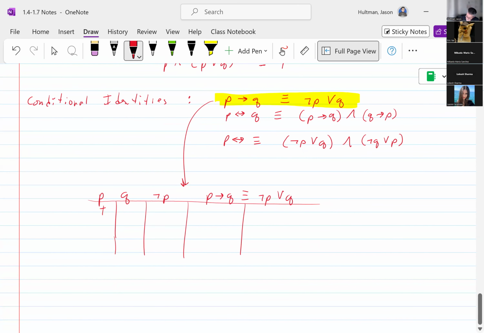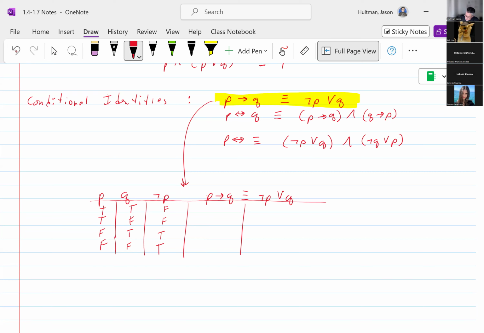Okay, so T, T, F, F, T, F, T, F. Not P is going to be F, F, T, T. Oh, no, we don't need not Q. My bad, I was going too fast. We only need P goes to Q. So what is P goes to Q?